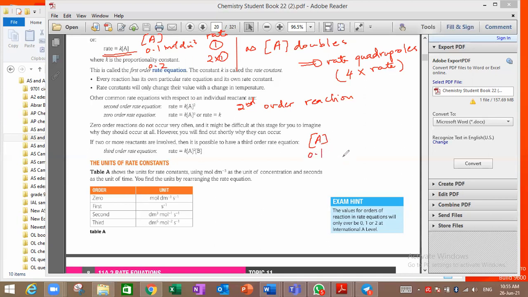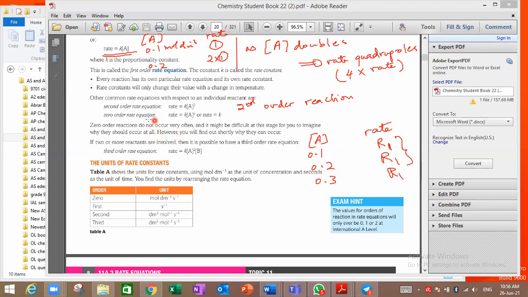Okay. Now, in other reactions, we find that, for example, if we started with the concentration of A to be 0.1 moles per decimeter cube, we find that the rate is rate 1. If we double the concentration of A, we find that the rate does not change. It stays rate 1 as it is. If we triple the concentration of A, we find that the rate also stays the same. What does this mean? It means that the rate is independent of the concentration of A. Whenever we change the concentration of A, we find that the rate stays the same.